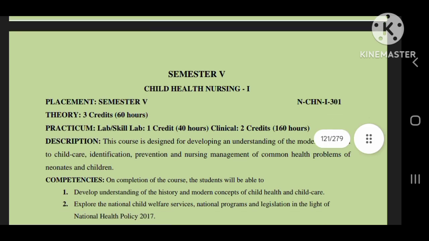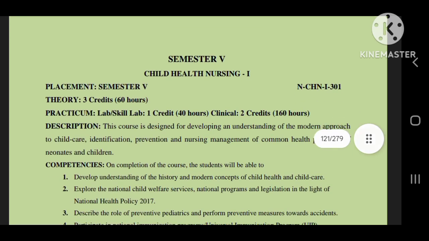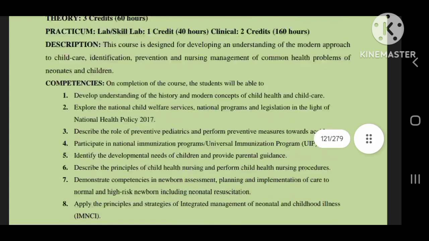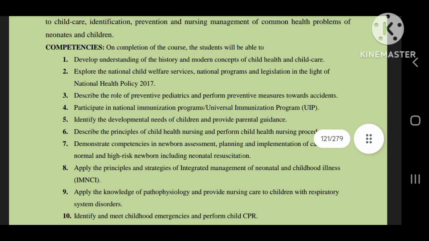So we will see in detail the fifth semester subject. First one is child health nursing. Child health nursing, you have theory 60 hours, skill lab for 40 hours and for clinical 160 hours. So these are the main competencies which you are supposed to achieve at the end of the fifth semester.